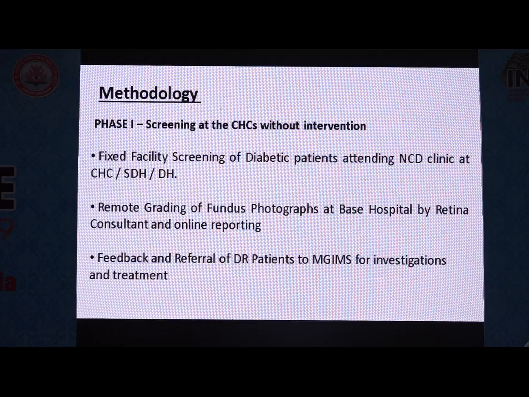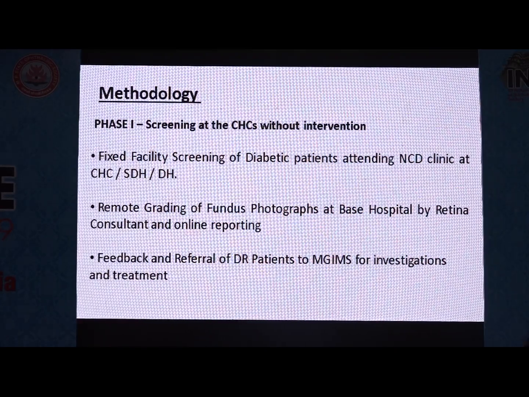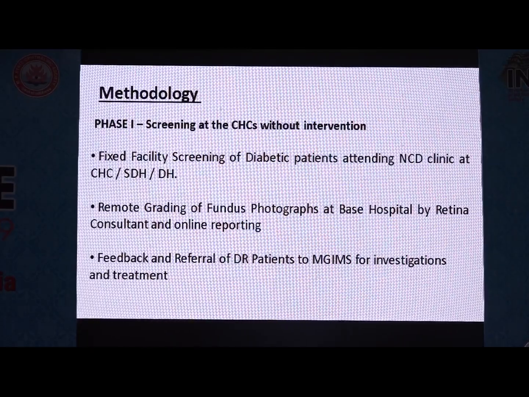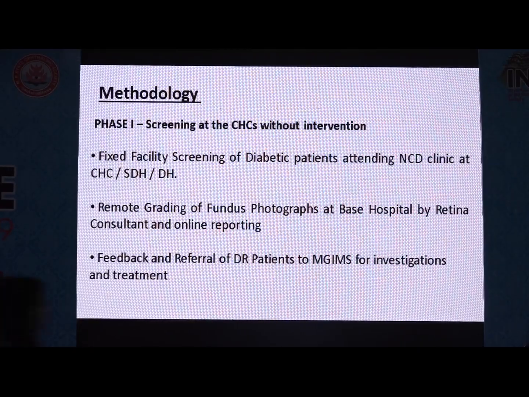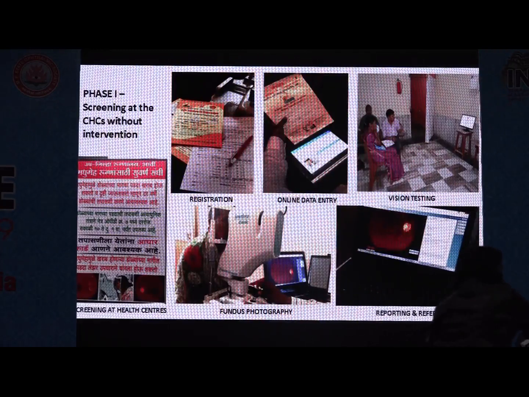We did the screening in two phases. Phase 1 was done over a period of 8 months, in which screening at CHC was done without intervention. The intervention was training of the ASHA workers. In the first phase there was no intervention. Fixed facility screening was done at CHC, SDH and DH, with remote grading of fundus photographs at the base hospital by a retina consultant and online reporting. Feedback and referral of DR patients to MJMS for investigation and treatment.